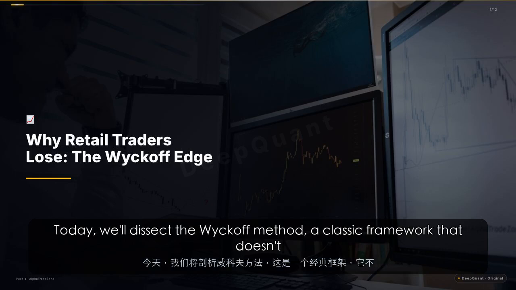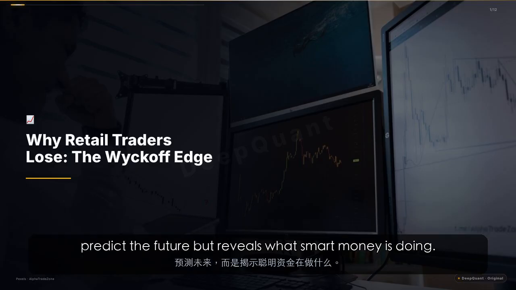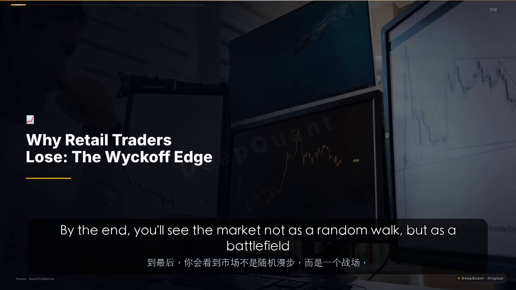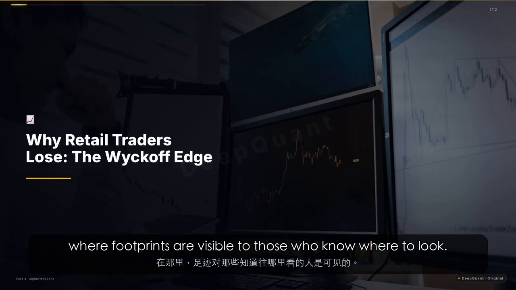Today, we'll dissect the Wyckoff method, a classic framework that doesn't predict the future but reveals what smart money is doing. By the end, you'll see the market not as a random walk, but as a battlefield where footprints are visible to those who know where to look.